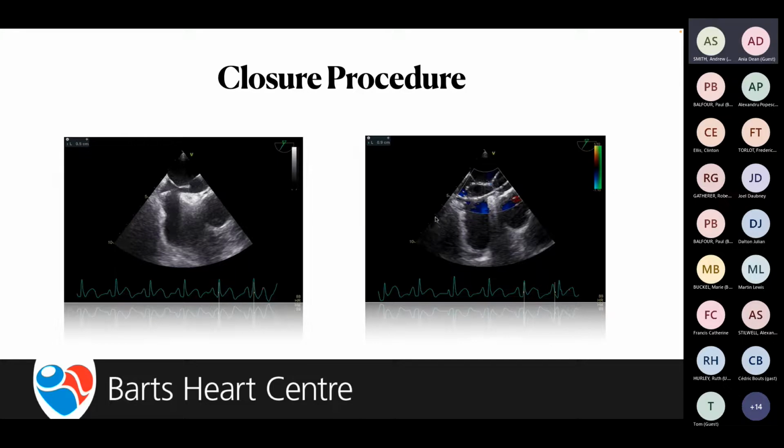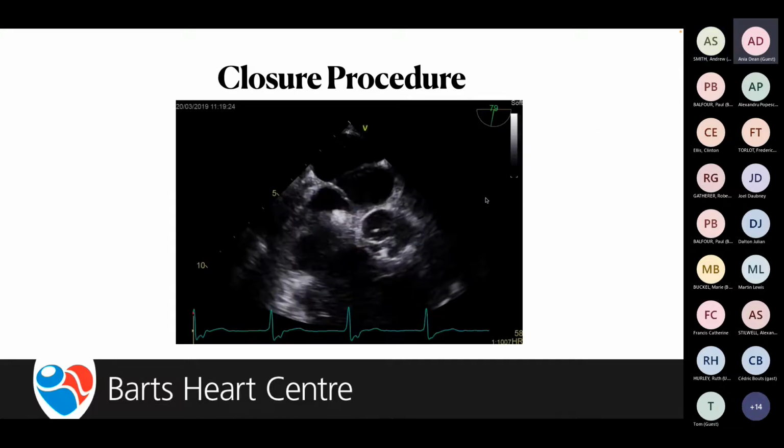And then on the right-hand side, this is now a very soft balloon, a sizing balloon that's been passed up along that wire and into the PFO and being gently inflated. And you can hopefully see that the balloon becomes waisted here. And this gives us an idea of the tightest area of the PFO and also an idea of the tunnel.